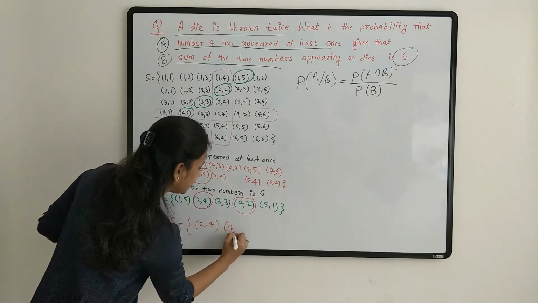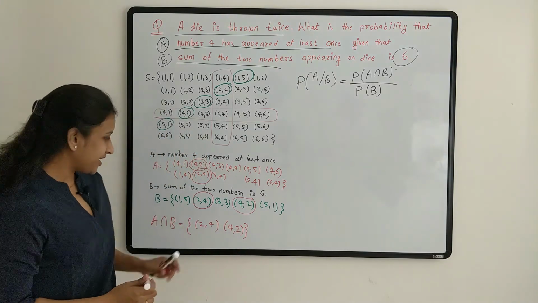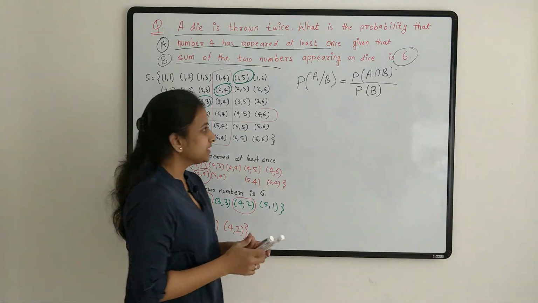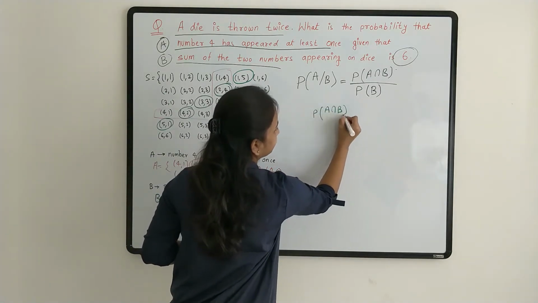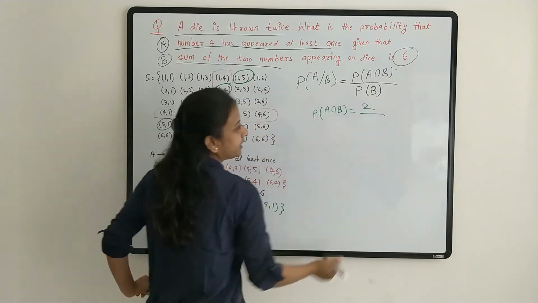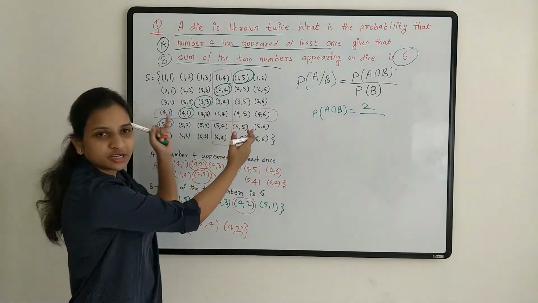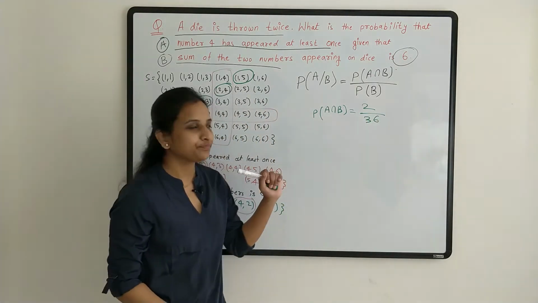That's it. There is no other common point. Only 2 points are there. Now let's find the probability of these. Probability of A intersection B is total number of favorable outcomes, that is 2, divided by total number of outcomes in the sample space. In the sample space there are 36 sample points.